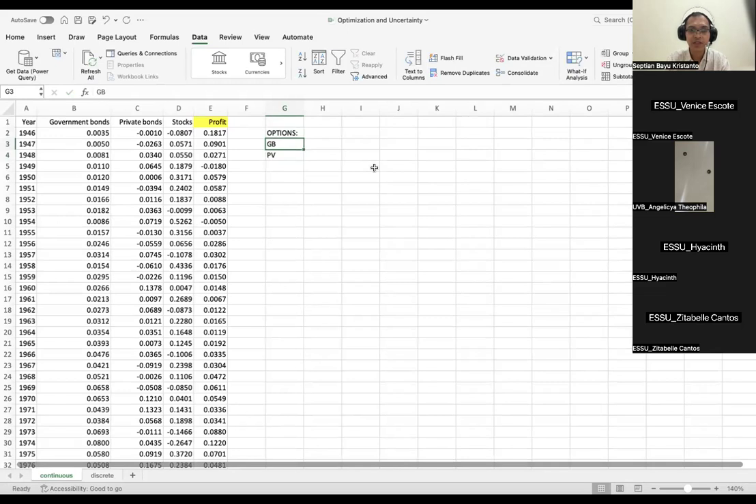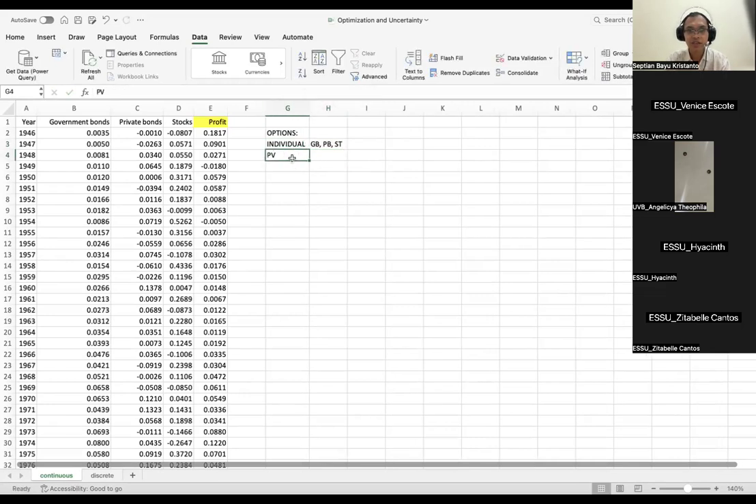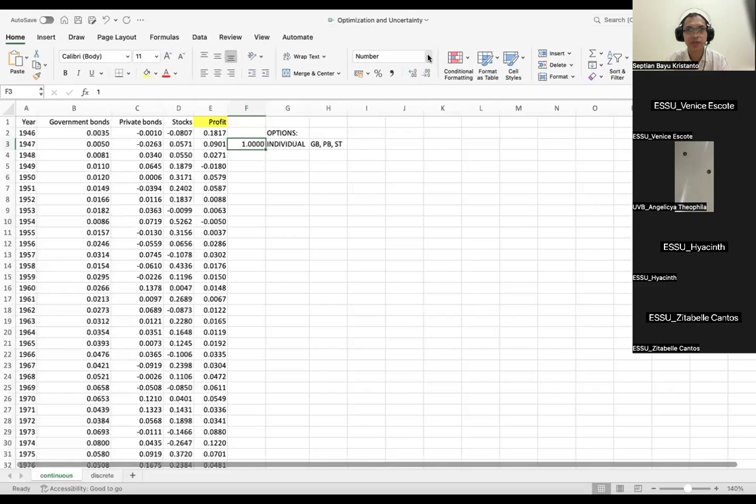Sorry, we have individuals' investment. What kind of investment? You can invest in government bonds, private bonds, or stock. This is the first option, so in the first option we still have three analyses to do with this information.